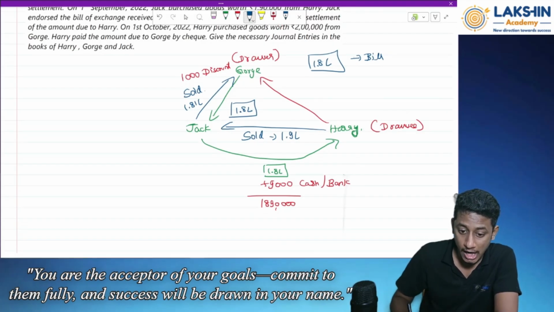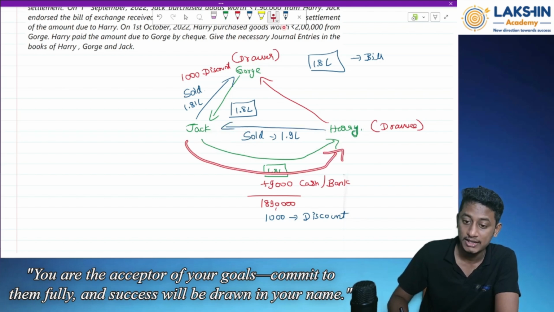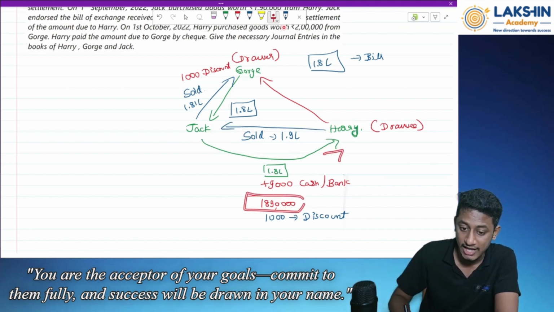Again, an amount of rupees 1,000 is given as a discount. Now this time, who gave the discount to whom? Harry has given the discount to Jack because Harry has sold the goods. He is supposed to receive the money. While receiving, he has received only 1,89,000.